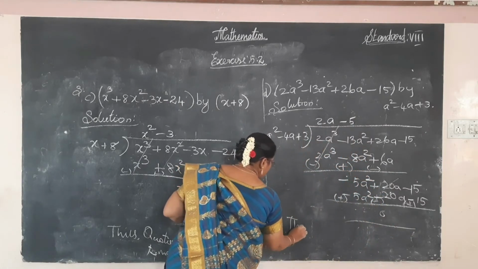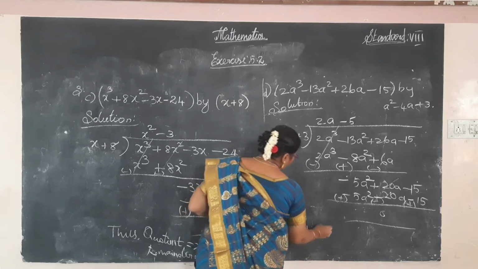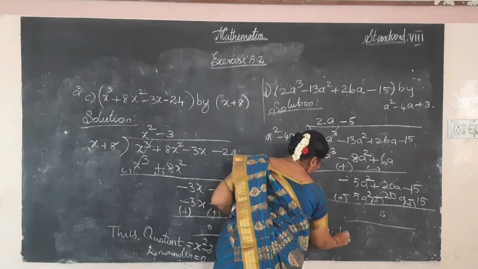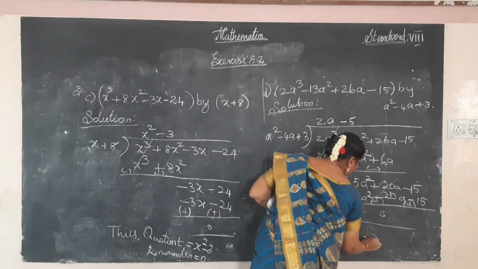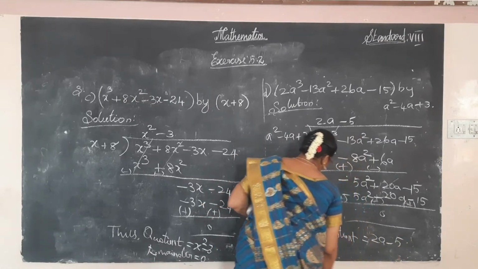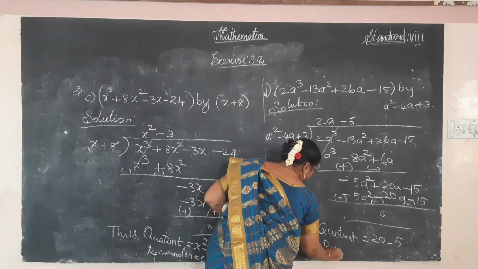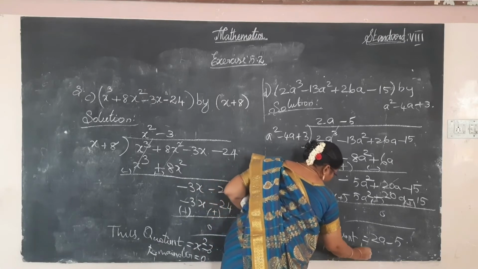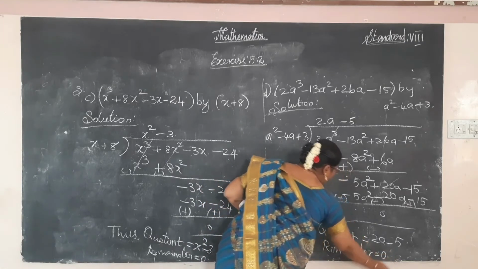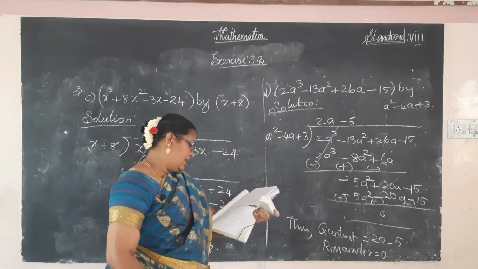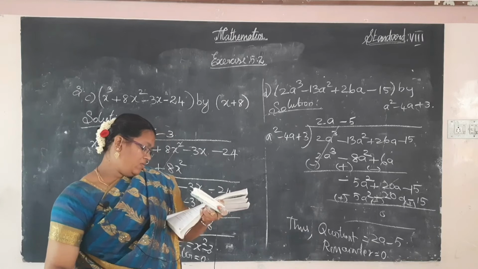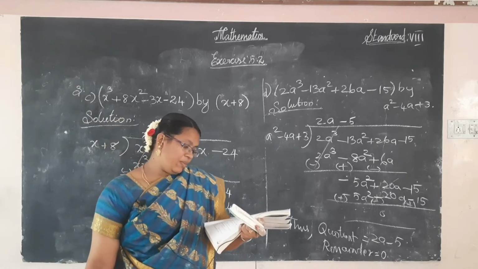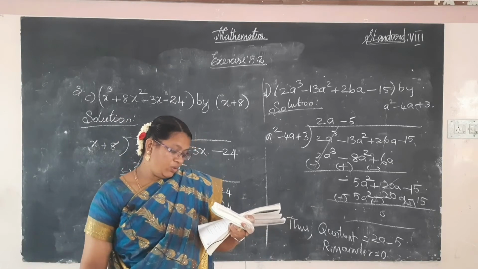Thus the quotient is equal to 2a minus 5, remainder is equal to 0. Remainder is equal to 0. Okay, and the fourth one is homework. The same model, find the quotient and the remainder for each of the following two problems.